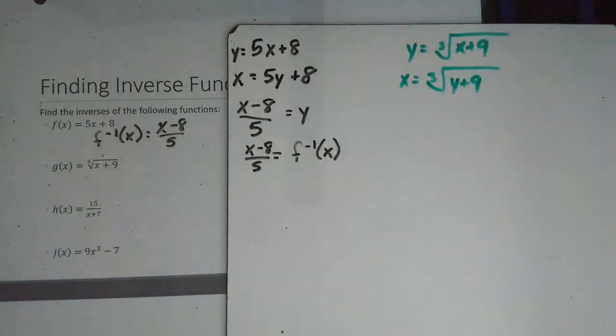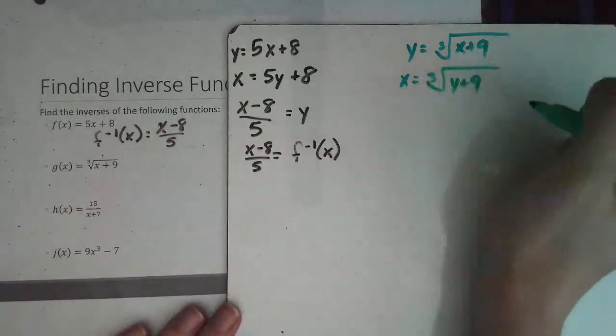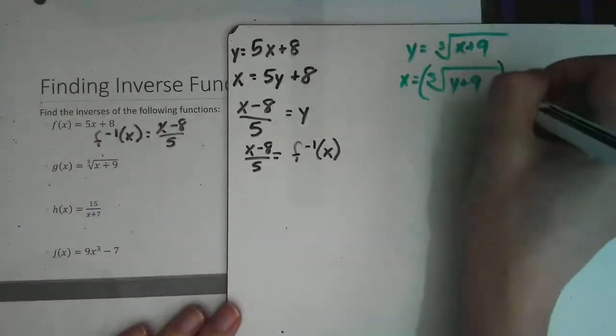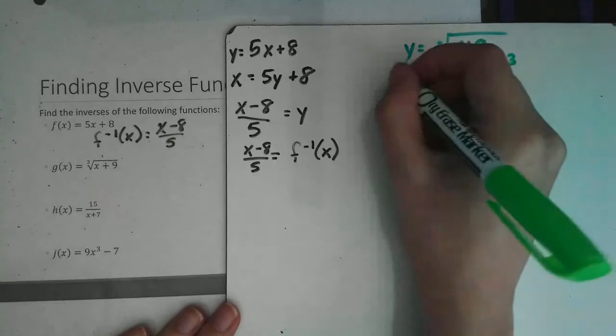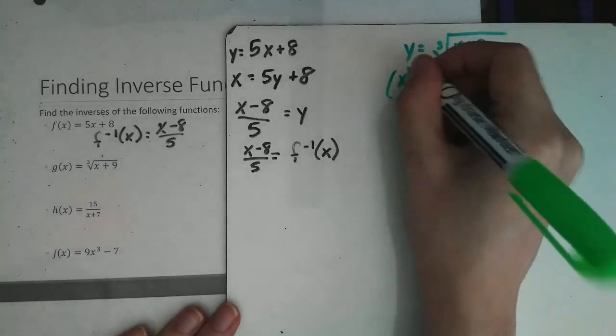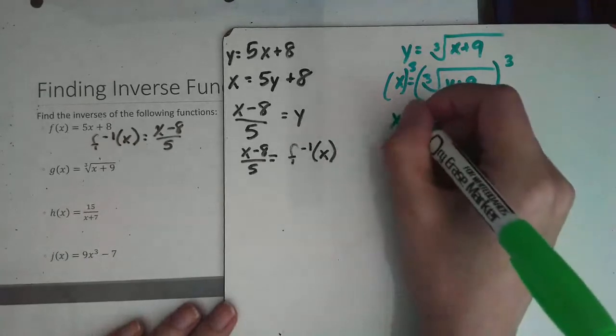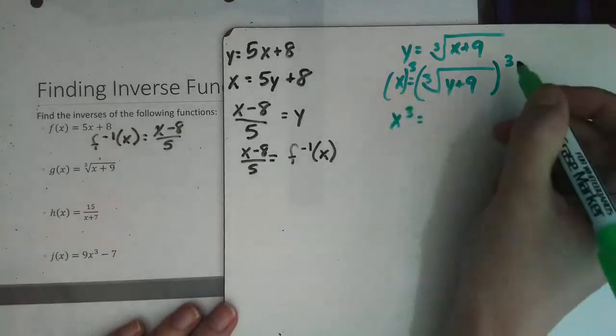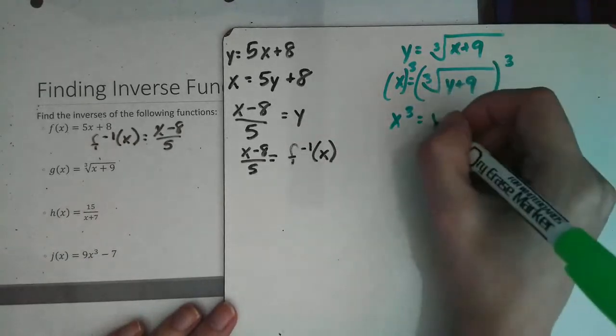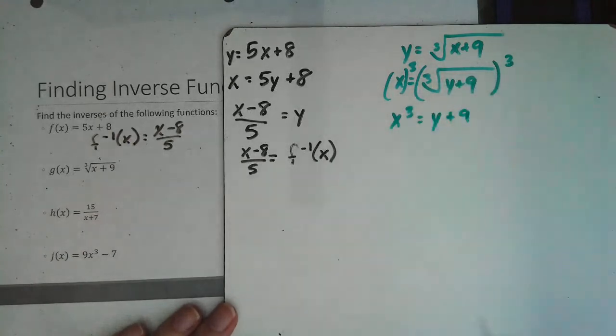And now I need to get that y alone. Right now it's under a cubed root. To undo a cubed root, I'm going to have to cube both sides. Kind of like how if it was under a square root, I could square both sides. It's under a cubed root, so I'm going to cube both sides. That's going to give me x cubed is equal to, the cube and the cube root undo each other, and I'm left with y plus 9.